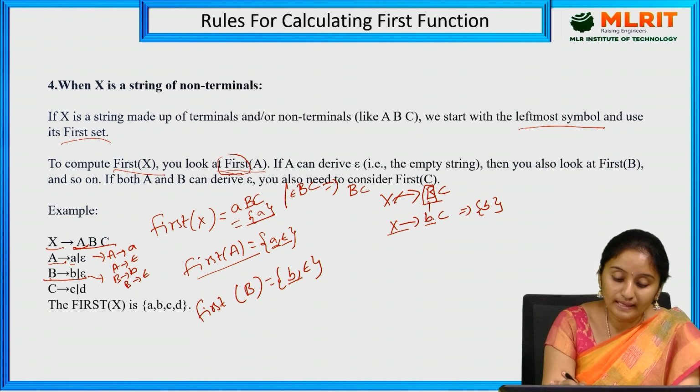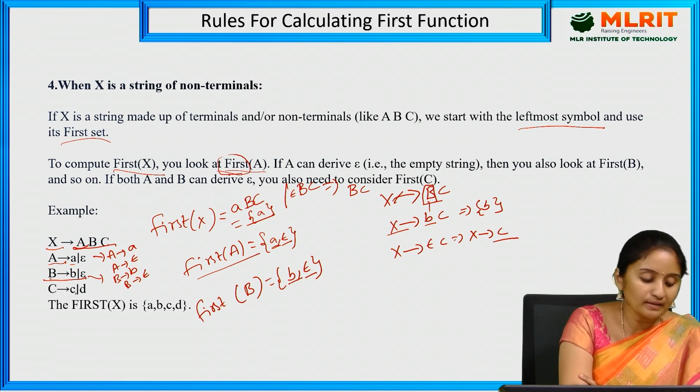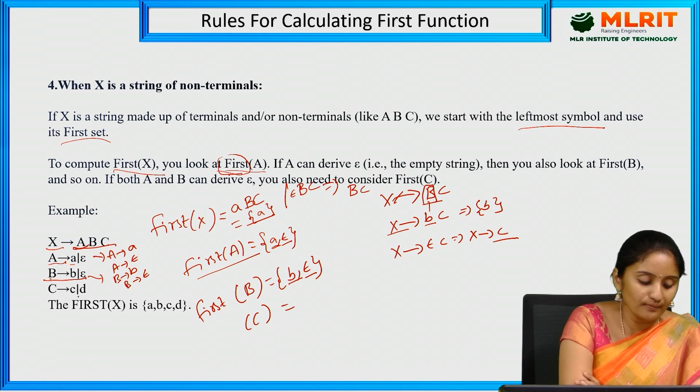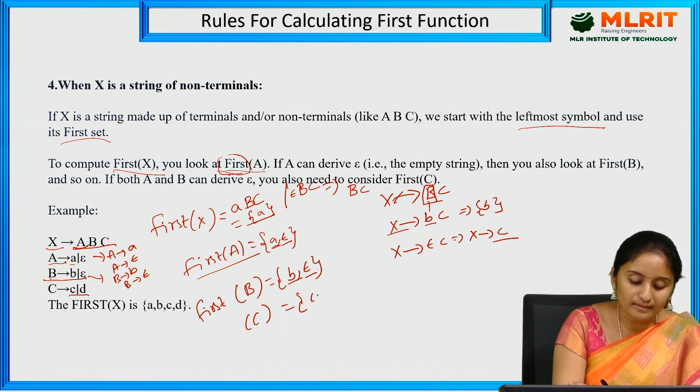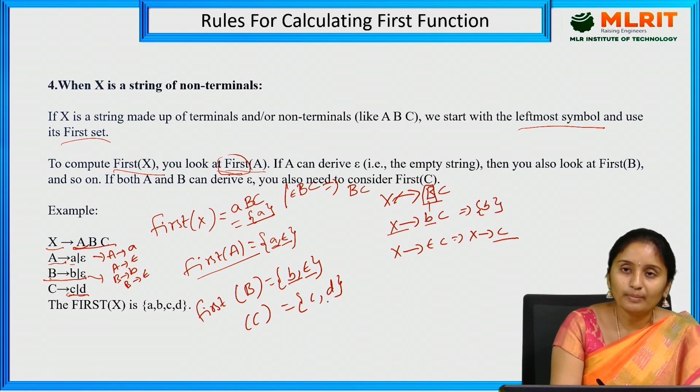Next, I am going to substitute X produces epsilon C. Epsilon C is nothing but X produces C. Again C is also a non-terminal. Now again I am going to find the first of capital C. What is first of capital C? I am having c comma d. c is a terminal and d is a terminal. Directly I am writing c comma d.